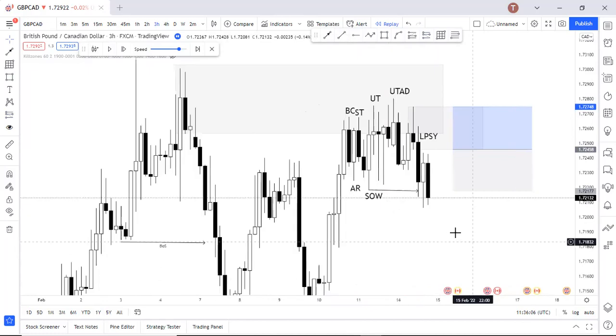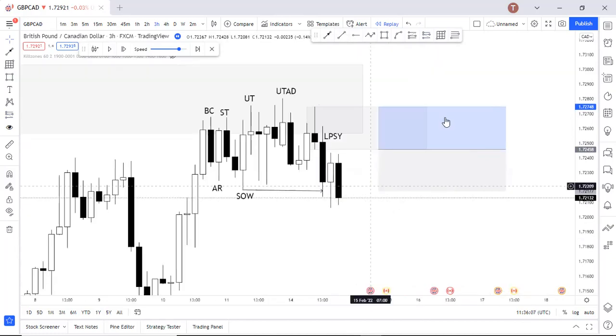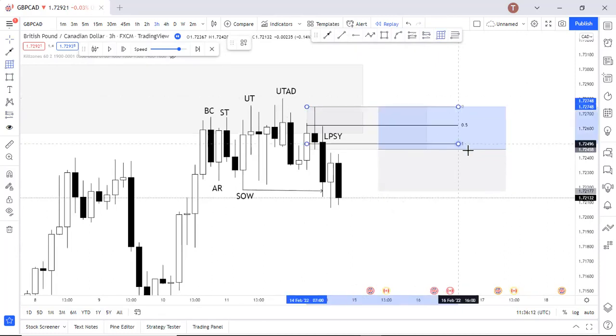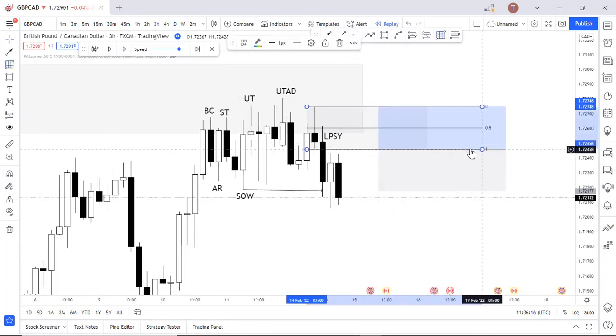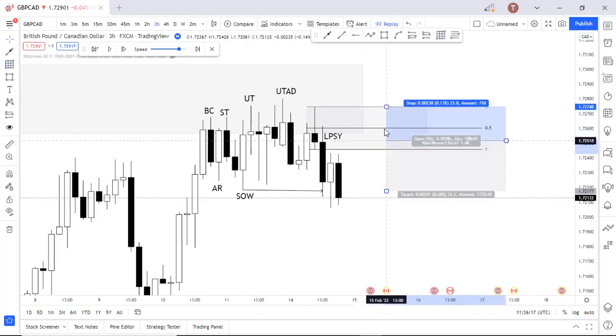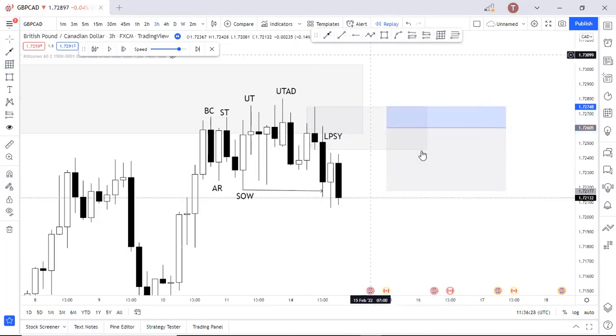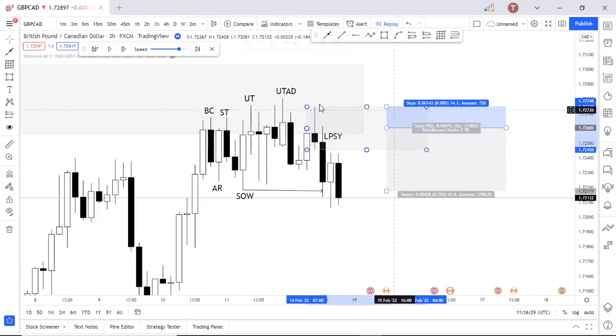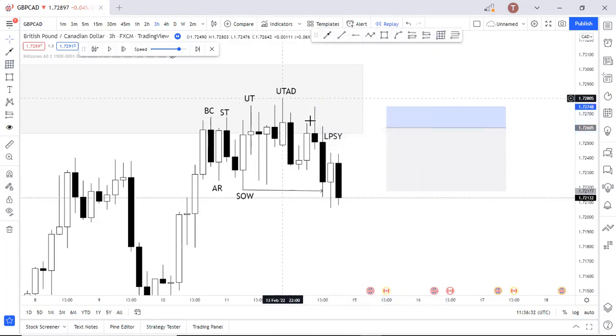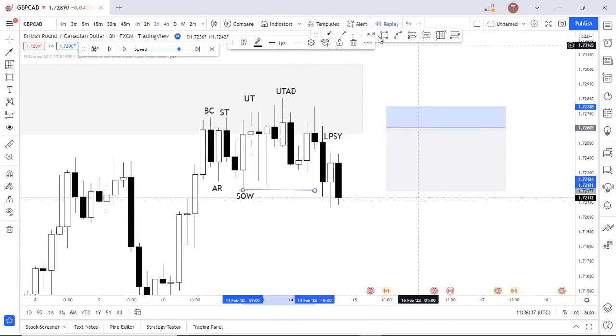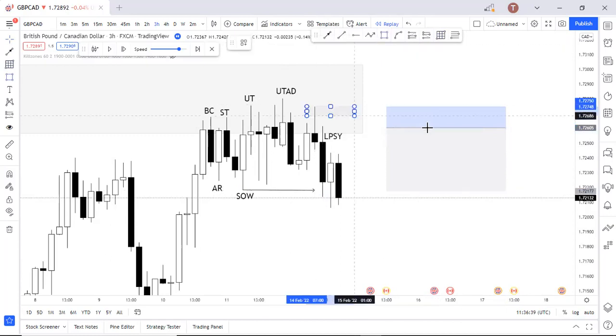And so now all I needed to do is I decided to take the 50% of this 3-hour candle right here. I decided to take the 50% of this, giving me a 14.3 pips stop loss, and I was okay with that because I knew this is my LPSY. I knew price will not go beyond this because we already have our UTAD take out this sign of weakness. Okay, so I refined my entry to the 50% right here.